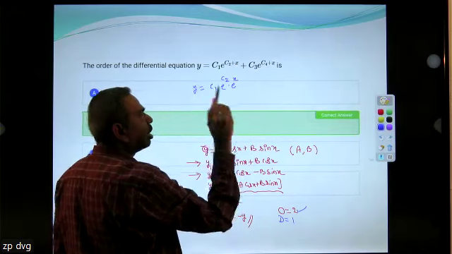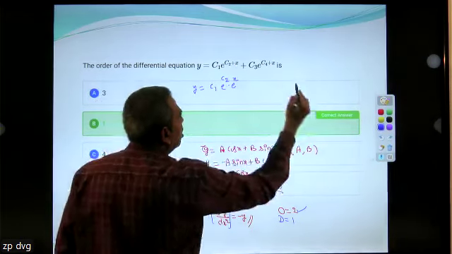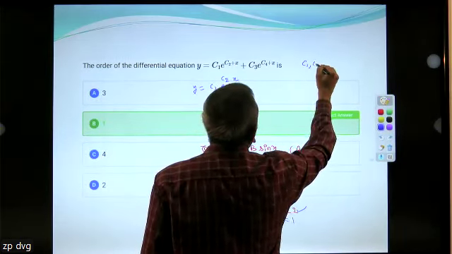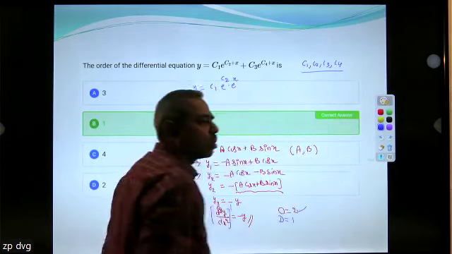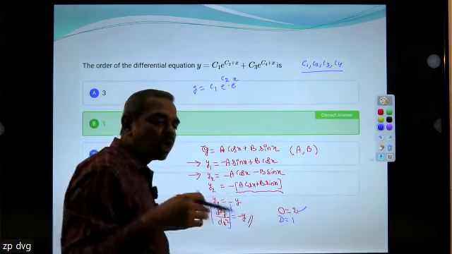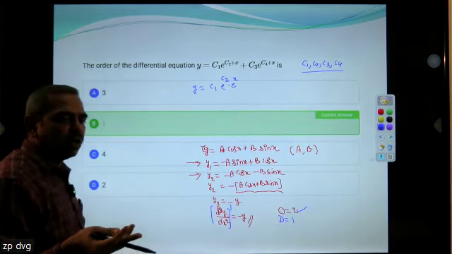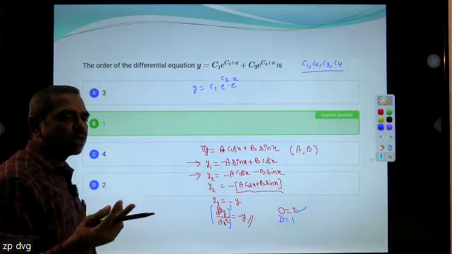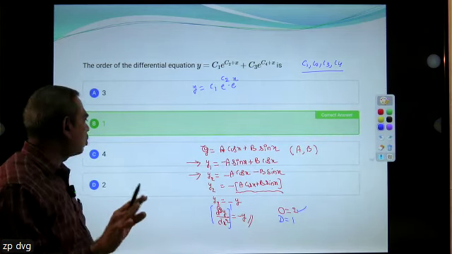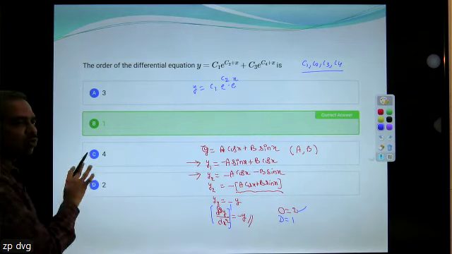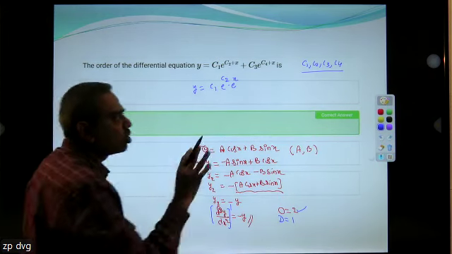But here C1, C2, C3, C4 are constants. So 4 constants are there. Don't think that 4 times you have to differentiate, because differentiating 4 times means it is fourth order. So don't think that order is 4. It is wrong. So we have to simplify this one.